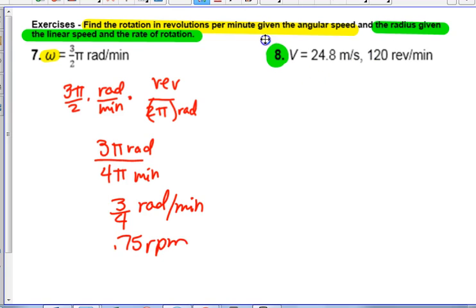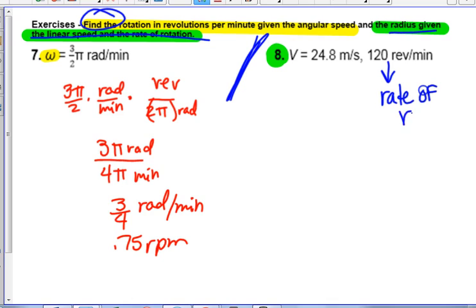This second set, this is like a whole new set of directions now, starting with number 8. It says, find the radius given the linear speed and the rate of rotation. Okay? This is a rate of rotation. It is not an angular speed yet. What do we need to do? Rotation. I can't spell. We need to change it to radians. So 120 revolutions per minute. Are we multiplying or dividing by 2 pi this time? 1 revolution is 2 pi radians, so we're multiplying.